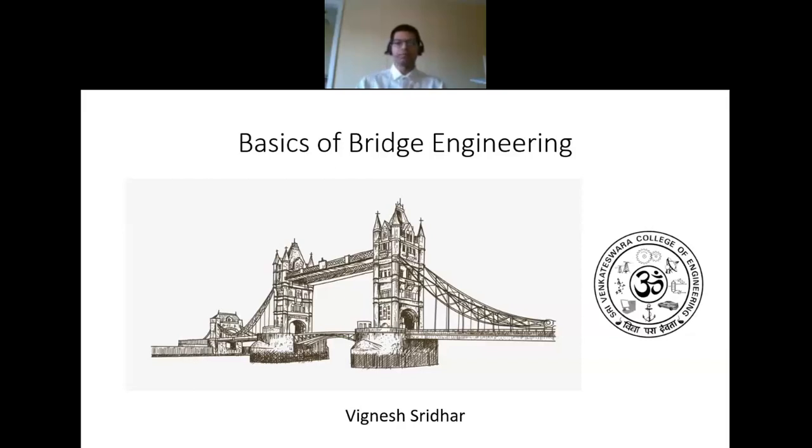So just thought I'd go through a few basics of bridge engineering today. I didn't know much until I entered my job and until I got exposed to the industry. So I just thought maybe it would have been better if I had known a little more about this in undergrad or maybe even in my postgraduate. But yeah, it's never too late. So I thought it'd be a good time to talk about this to you people.